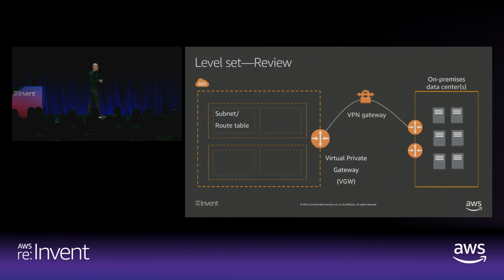The VGW can terminate IPsec VPN for workloads with a little bit more flexible performance requirements, because it's typically going over the internet. You can do these over something called a public VIF, which we'll talk about in a minute. But for this talk, we're really going to focus on Direct Connect, and we're not going to focus on VPN. Just know that with that VGW, you can also terminate IPsec VPN.